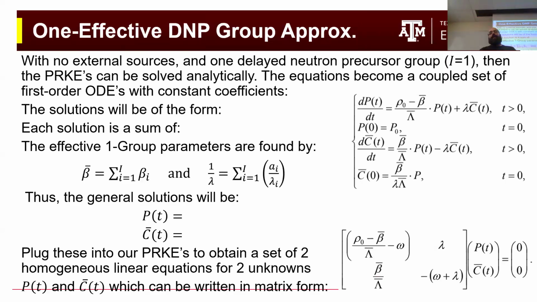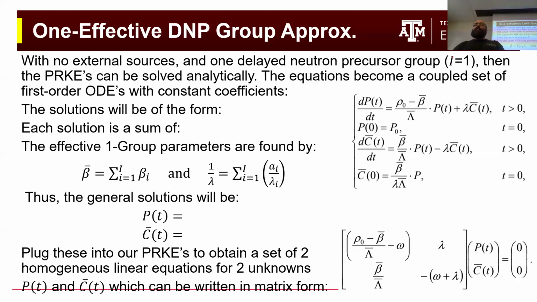So the other important model for us to have is the one delayed neutron precursor group model. Up till now, we've talked about the point kinetics equations, finding solutions based on the n-hour equation. But if you assume one delayed neutron precursor group, you can get analytical solutions for the point kinetics equations.